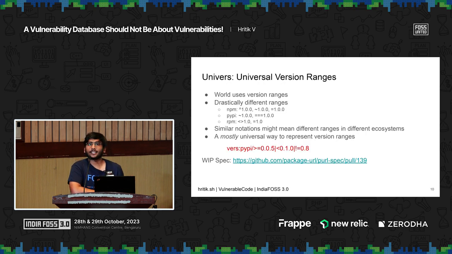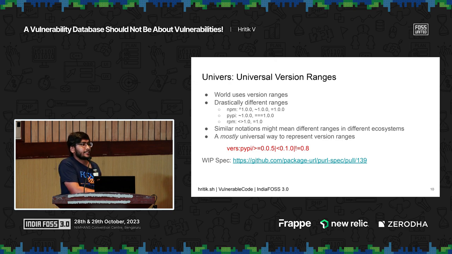Of course, this has to have a standard as well, right? I can't say less than 1, greater than 1 for every ecosystem when it is different. We came up with a different standard that's called VERS. We named it vers, that is universal version ranges. So for example, RPM has this weird notation. Now, PyPI, I don't think they have it. NPM has this. PyPI has this, but it might have a different meaning.